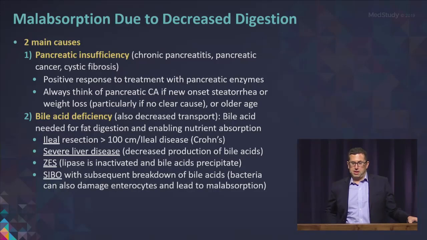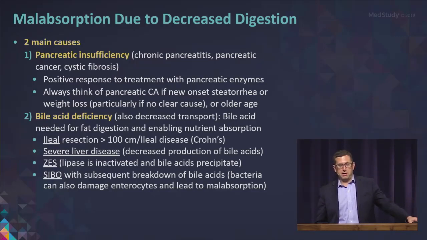Bile acid deficiency, as I mentioned, bile acids are needed for fat digestion and enabling nutrient absorption. So you could see bile acid deficiency if you've had greater than 100 centimeters of your ileum removed, which I mentioned previously. You start losing the bile acids in your body. You could develop bile acid deficiency in the setting of severe liver disease because of decreased production of bile acids. Zollinger-Ellison syndrome, the high acid levels could actually cause bile acids to precipitate.